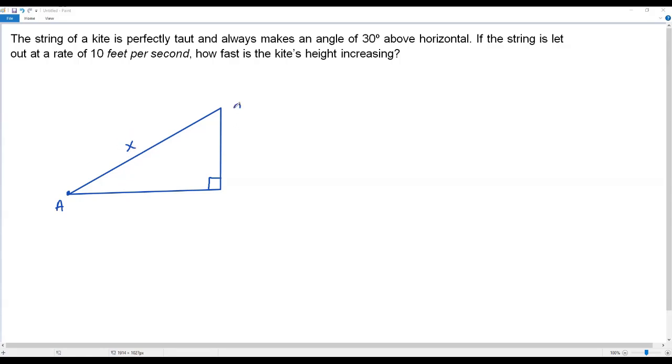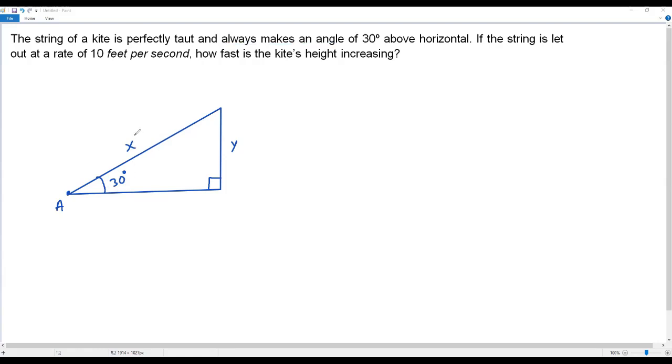And let me assume the height of the kite from the ground level as y. So I assign a variable for the height of the kite, because the height is also increasing when the string is let out from point A. Okay, now let's go over the information here. The string of a kite is perfectly taut and always makes an angle of 30 degrees above horizontal. So this is a 30-degree angle measure. This is constant because the question says it always makes this angle. So this angle measure is constant.